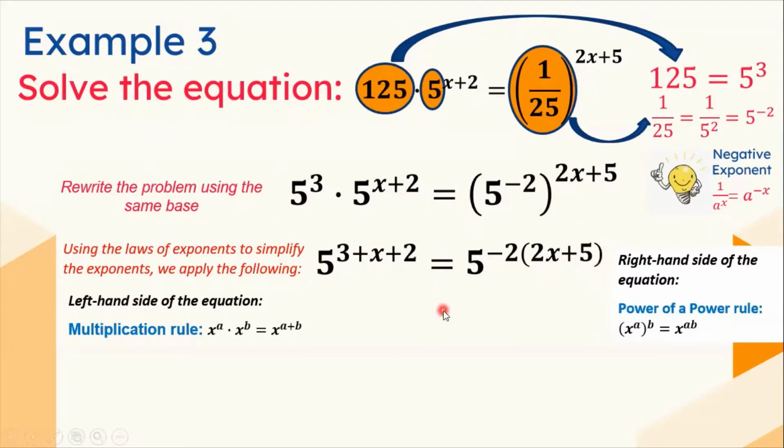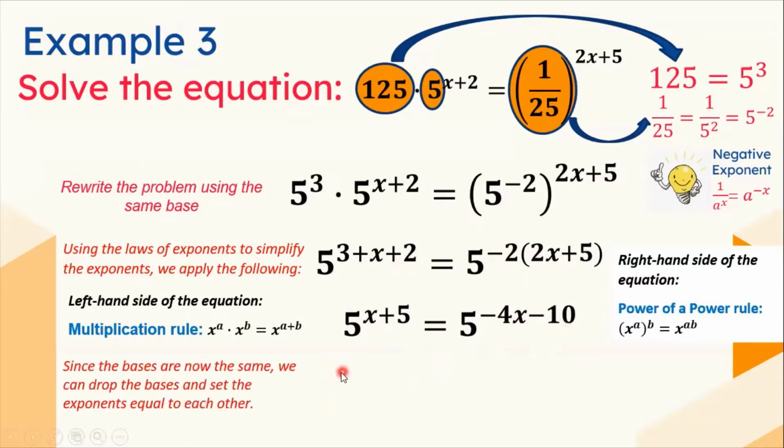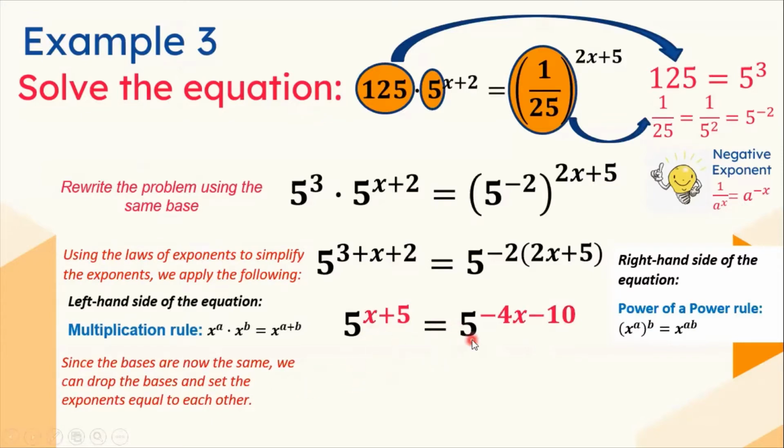So let's simplify the exponent first. We have here 5 raised to the power of x plus 5, since 3 plus 2 is just equal to 5. And then here we apply the distributive property. So we have negative 4x minus 10, since negative 2 times positive 5 is negative 10. Okay, so since the bases are now the same, which is 5, we can drop the bases and set the exponents equal to each other. So we have here x plus 5 is equal to negative 4x minus 10.